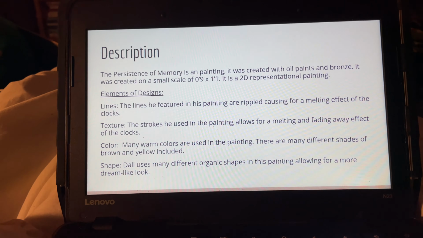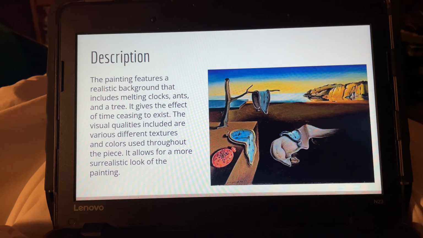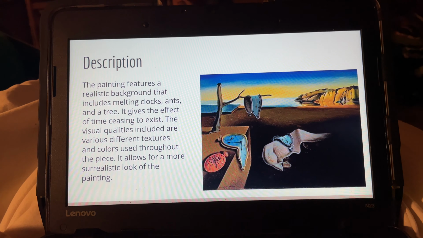It gives the effect of time ceasing to exist. The visual qualities included are various different textures and colors used throughout the piece. It allows for a more surrealistic look of the painting. And you can see the very different shades of brown and yellow that are used, and it gives you this look like the sun's coming up.